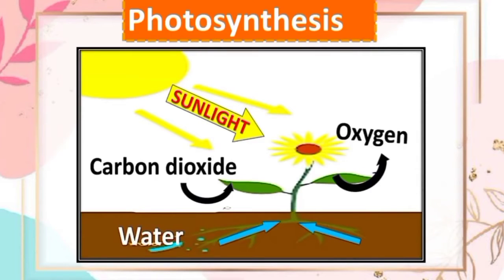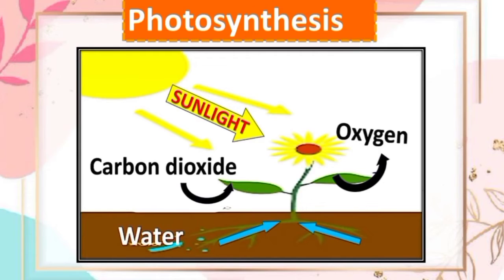Green plants make their own food with the help of chlorophyll present in their leaves. They use light, water and carbon dioxide present in the air as raw materials to make their food, and these raw materials are used through the process which is called photosynthesis.